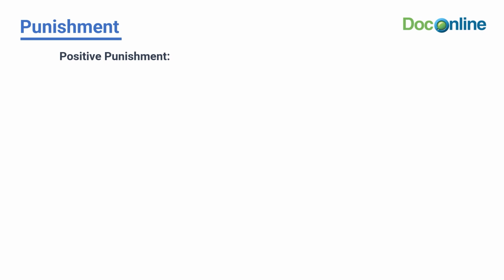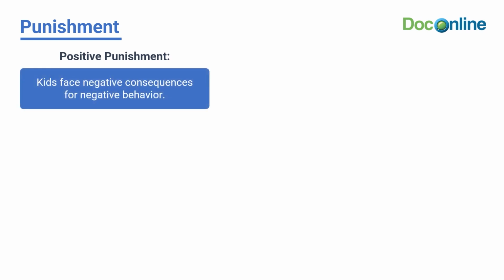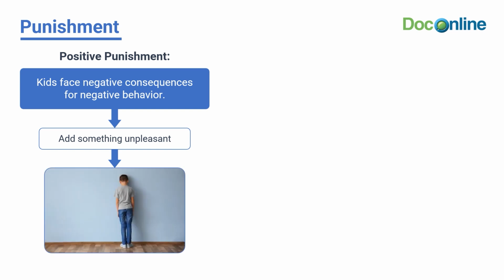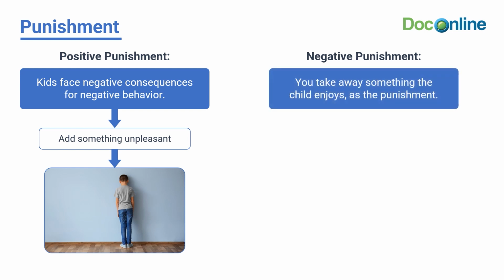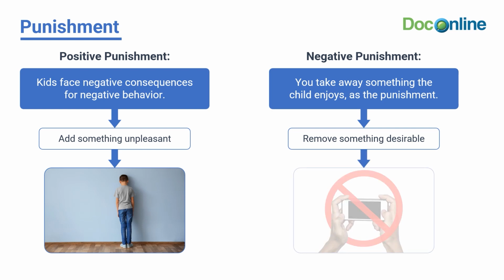Third is the positive punishment. Here, something when added discourages the behavior. For example, giving the child extra household chores for bad behavior. Last is the negative punishment. Here, when something is removed, it discourages the behavior. For example, taking away the TV remote when the child refuses to clean the room.